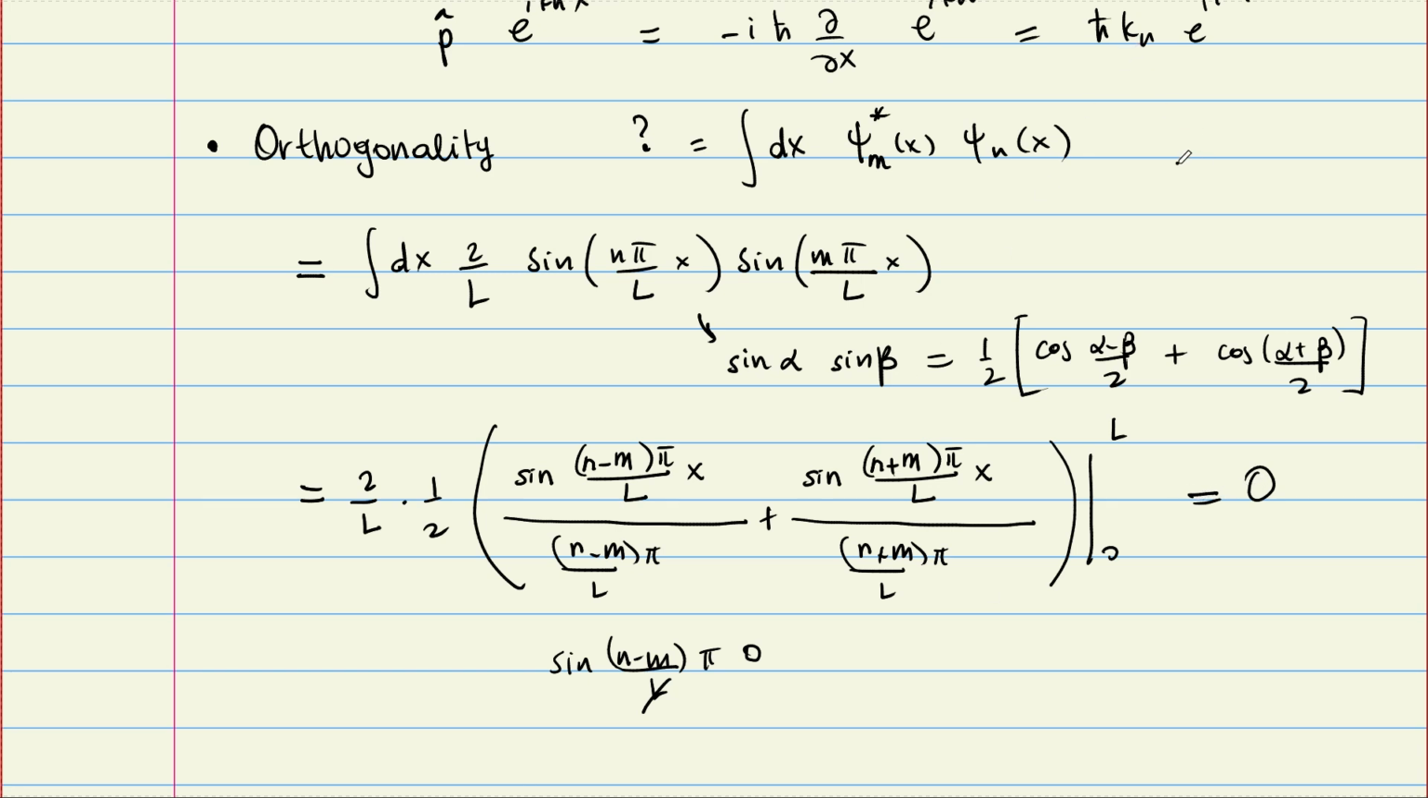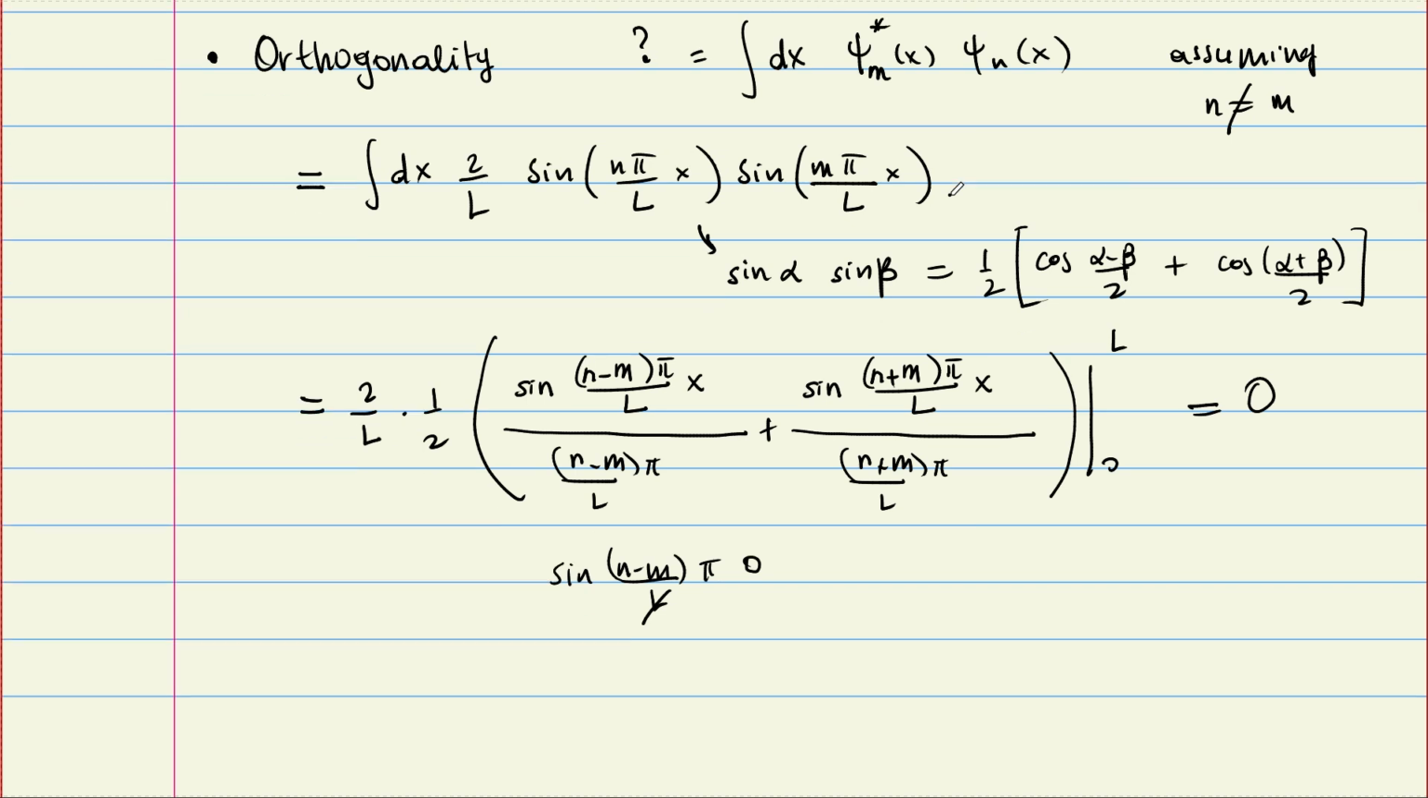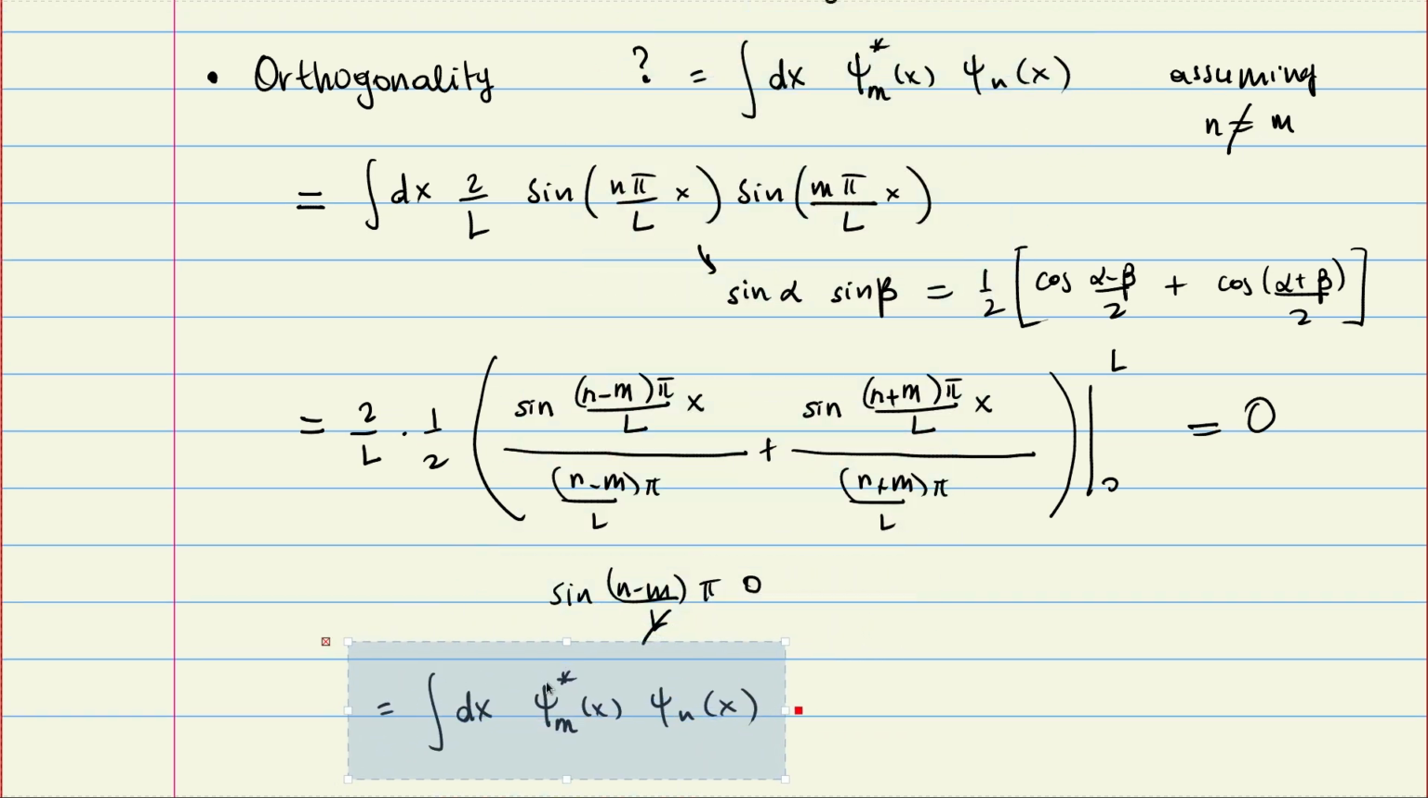This is assuming n is not equal to m. If n was equal to m, I wouldn't be able to do that because I would be dividing by 0. But if n is equal to m, I know from the normalization that it is exactly the same thing. So I can write this thing as 1 if n is equal to m, 0 otherwise.